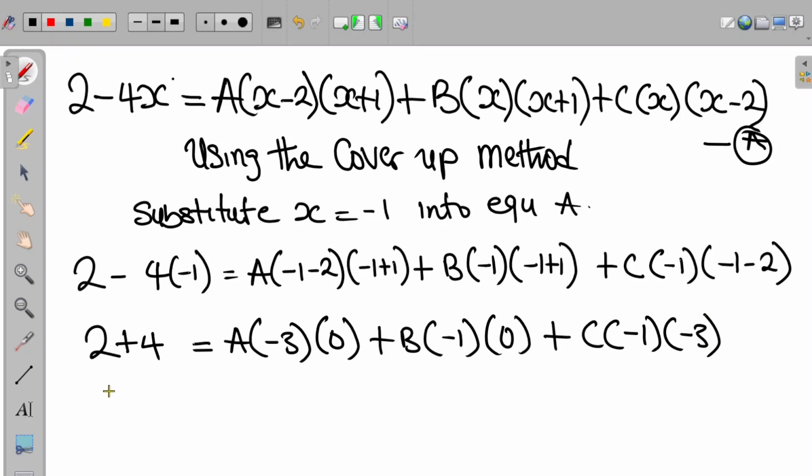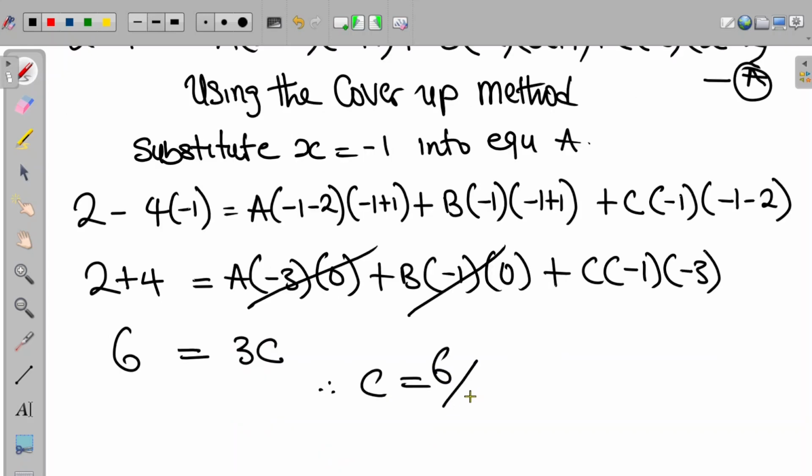So from the left-hand side, 2 plus 4 is 6, equal to A times minus 3 is minus 3A, and minus 3A times 0 is 0, so that cancels out. B times minus 1 is minus B. Minus B times 0 is 0, so that cancels out. Also, C times minus 1 is minus C. Minus C times minus 3 is 3C, so we have 3C. So therefore, C is equal to 6 divided by 3. So C is equal to 2.